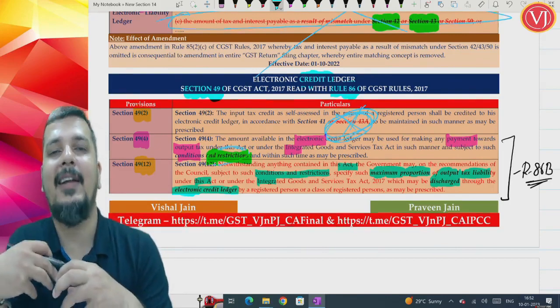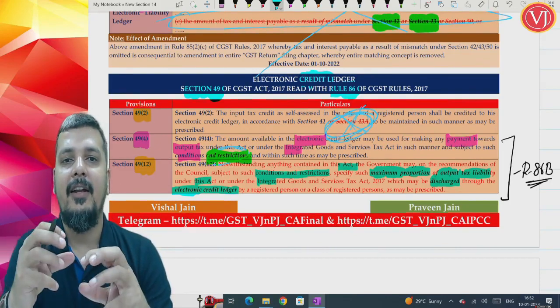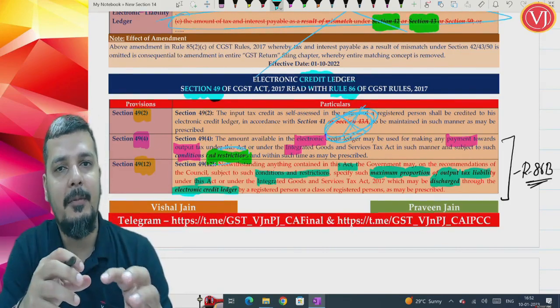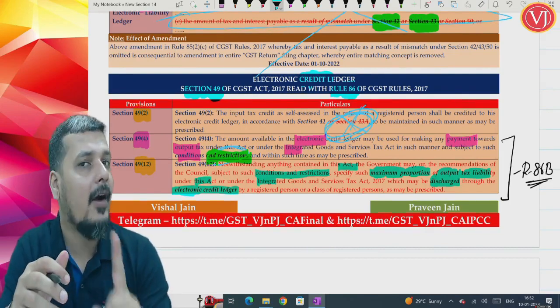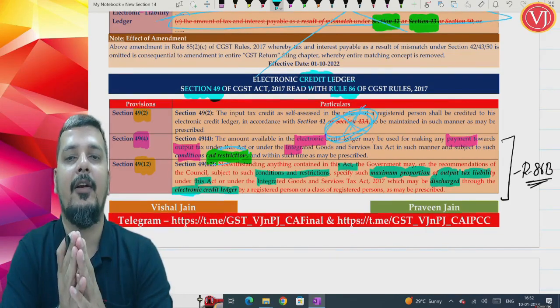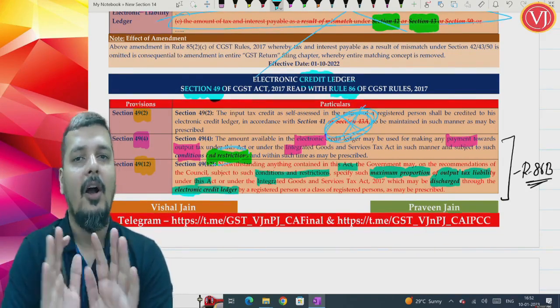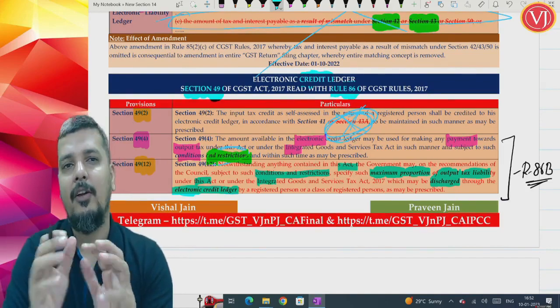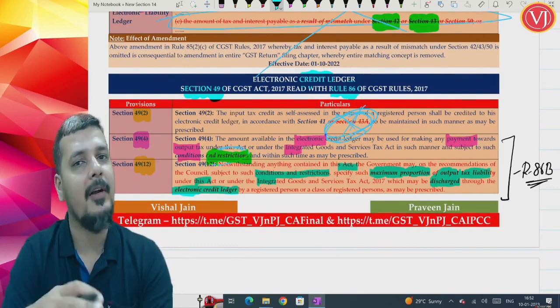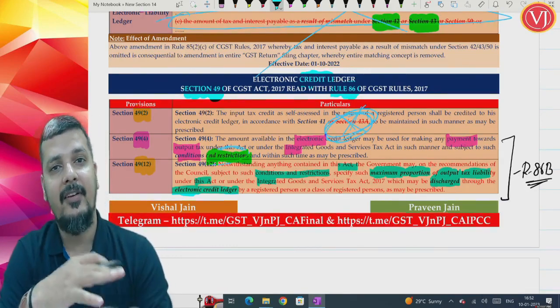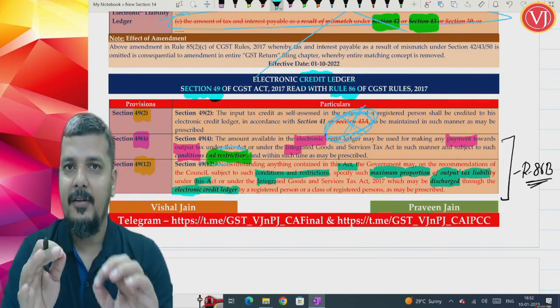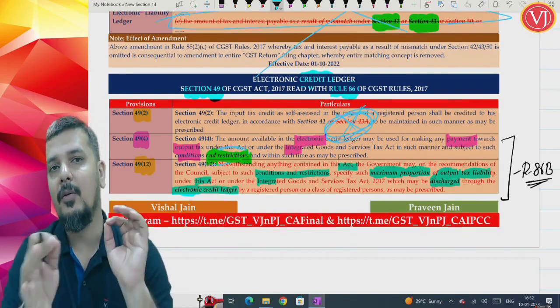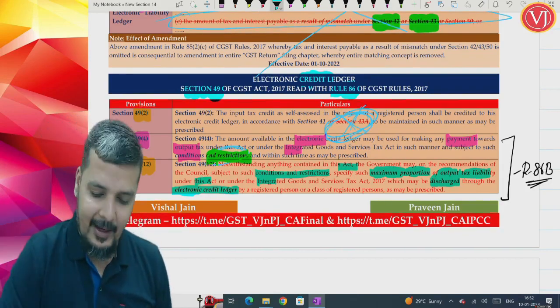Already Rule 86B clearly said that 99% of output tax liability can be paid by electronic credit ledger. 1% needs to be paid by electronic cash ledger. It is not applicable for everyone. Obviously, it is applicable in scenarios mentioned in Rule 86B where your monthly turnover is exceeding a particular limit, etc. There are relaxations or exceptions as well. But there is a backup for what was given in your Rule 86B.